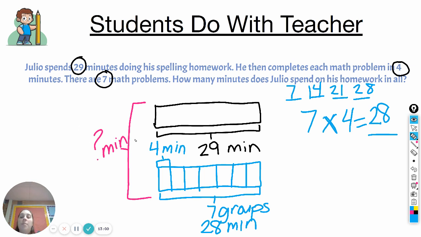Well, we have to figure out how many minutes he spends all together. So we're going to have to take the 29 minutes that he spends on spelling plus the 28 minutes he spends on math to figure out how long he spends doing his homework all together. So go ahead on your whiteboards and solve 29 plus 28.